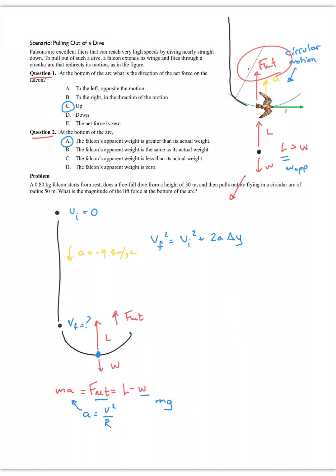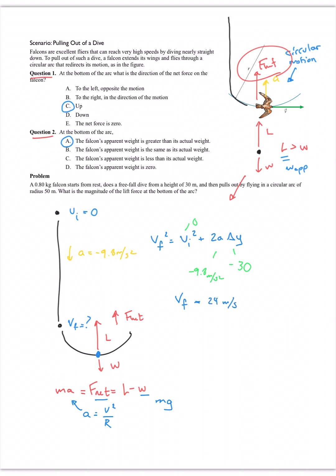Now delta y, the change in vertical position, is equal to negative 30 because it finishes 30 meters below where it started. The acceleration is negative 9.8 meters per second squared. Vi is equal to 0, and so I can figure out what Vf is. And if we do that, we get a final speed of 24 meters per second. Okay, we can use that going forward.